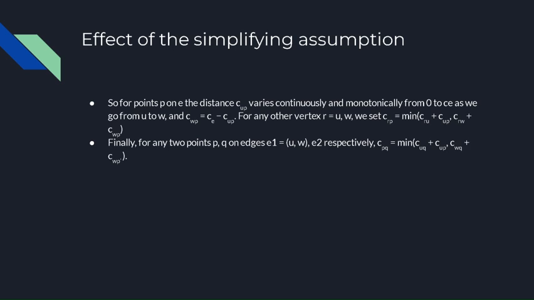So the cost CPQ can be again modeled using the same thing that we did for R, that is it will be the minimum of CUQ plus CUP dash, and CWQ plus CWP dash. That is again we have two paths from P to Q, one via U and one via W, and we take the path with the minimum cost.